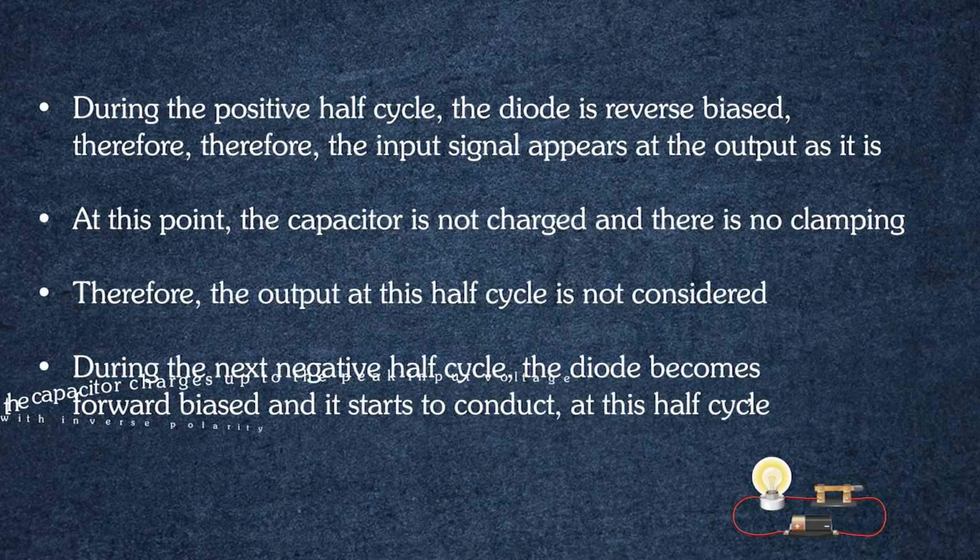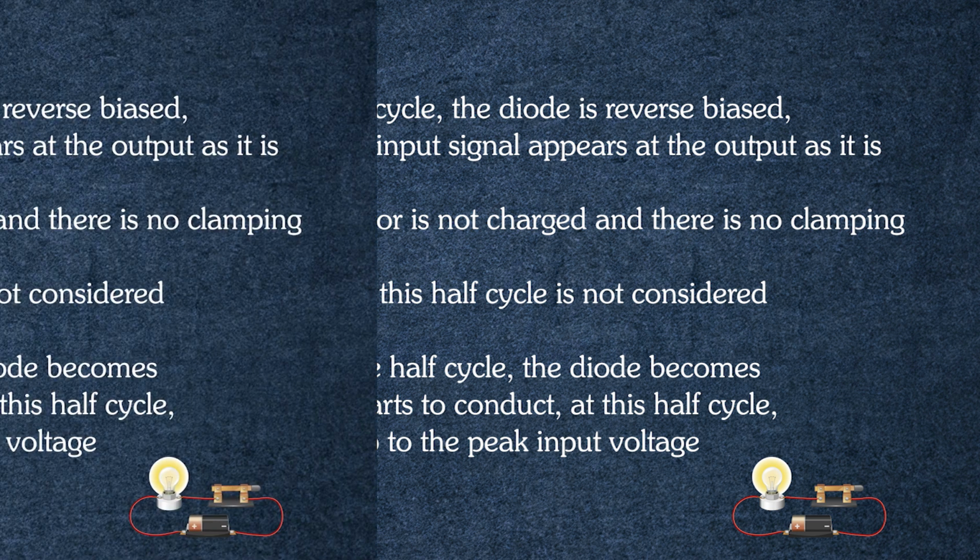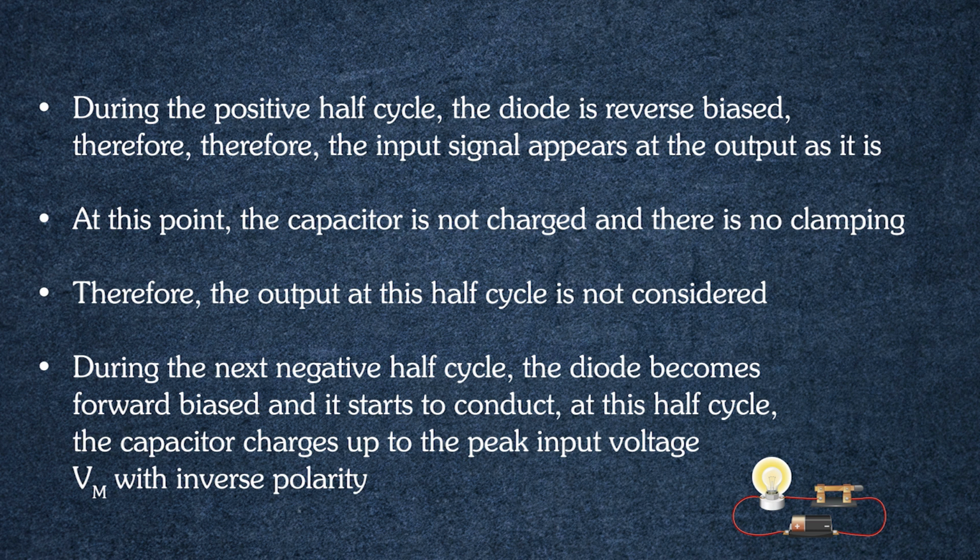During the positive half cycle, the diode is reverse biased. Therefore, the input signal appears at the output as it is. At this point, the capacitor is not charged and there is no clamping. Therefore, the output at this half cycle is not considered. And after that, during the next negative half cycle, the diode becomes forward biased and starts to conduct. So, the capacitor charges up to the peak input voltage Vm with inverse polarity.